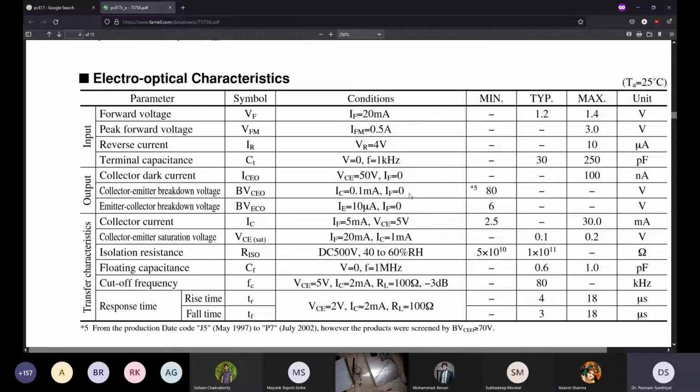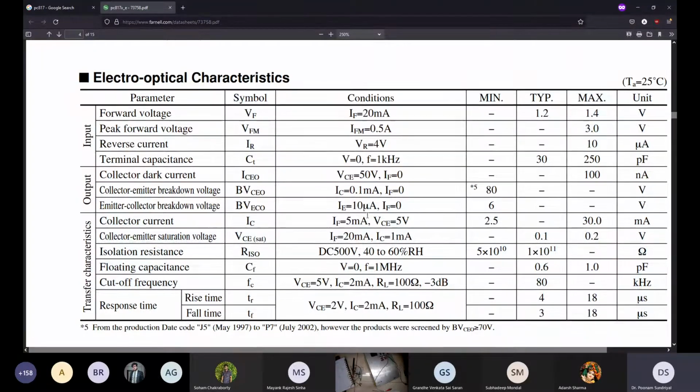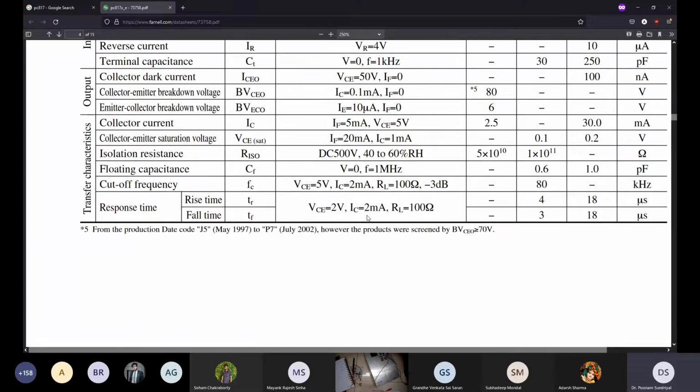Sir, excuse me, is this collector dark current in the output side or in the input side? It's in the output side. Now, you don't need to really worry about all this. I've told you all the useful information.